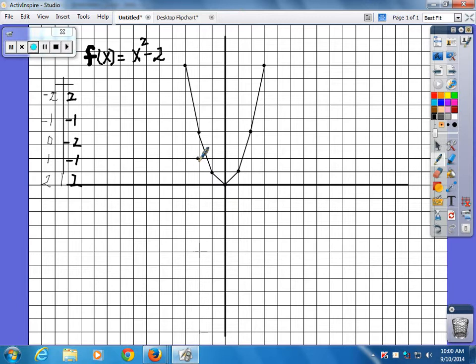I'm going to do this in red. Sorry, need to do this in red, or some other color. All right, we're going to do this one in red. So -2, 2.